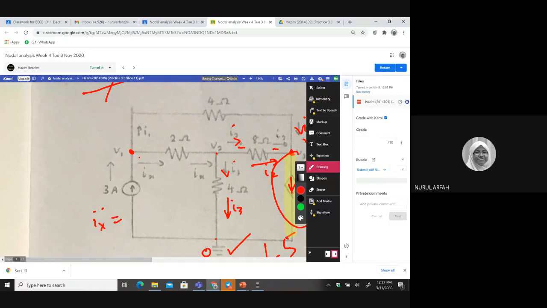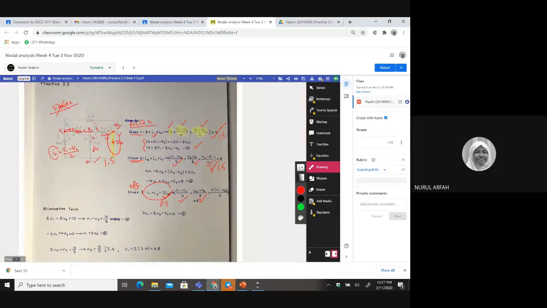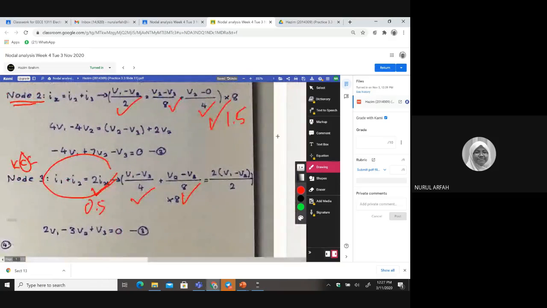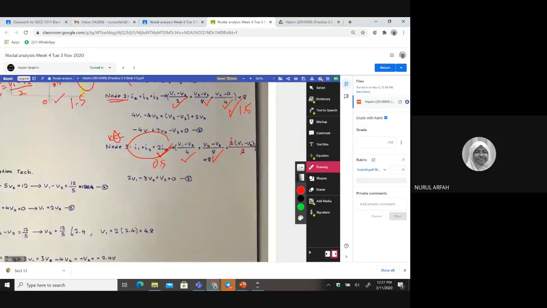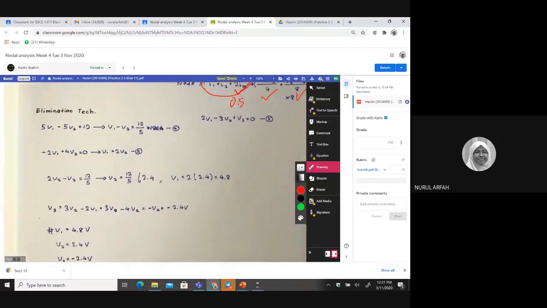IX is equal to, look at here. This is V1, this is V2. And V1, the higher in polarity, should be minus the lower in polarity, divided by 2. Why? This is Ohm's law, voltage divided by resistor. So you should have this IX. And then you just substitute in this equation, and you can cross this part, and then you can reduce, and you will get some answer. Elimination technique.